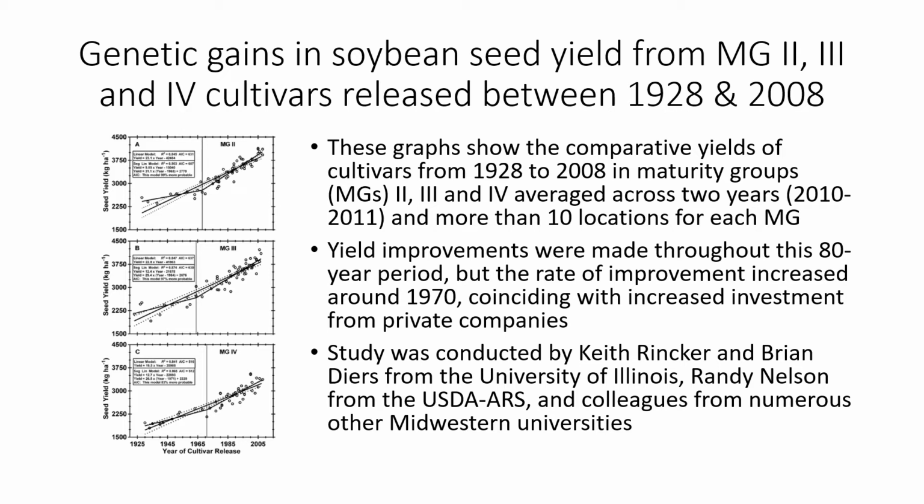The top table is for maturity group 2, the middle for maturity group 3, and the bottom for maturity group 4. Around 1970, there was more of an increase in the rate of yield improvement, and that seems to coincide with the Plant Variety Protection Act and the ability of private companies to protect the varieties that they develop. And with their greater resources, they were able to accelerate the rate of yield improvement.